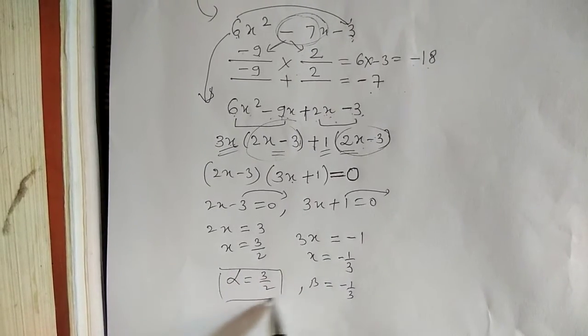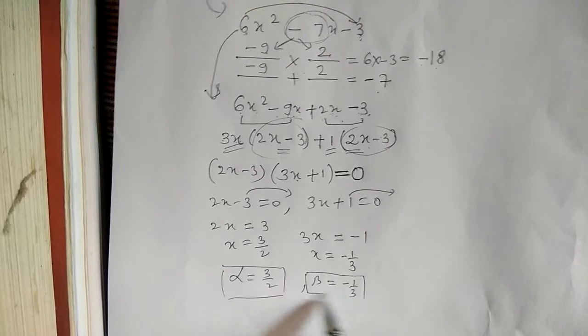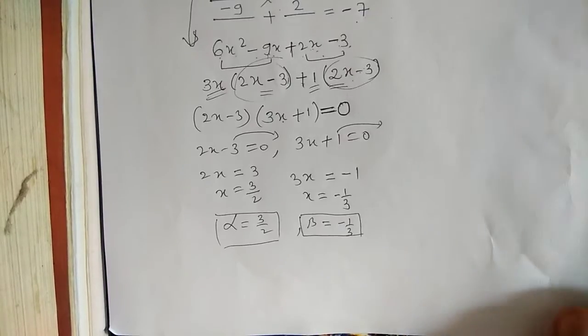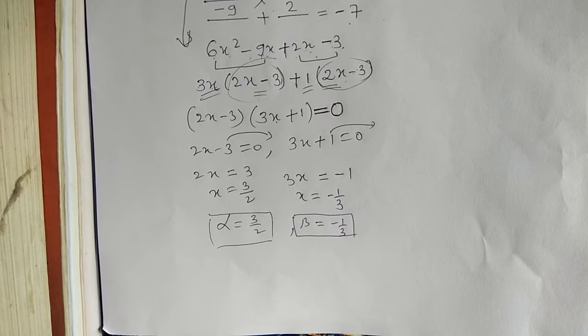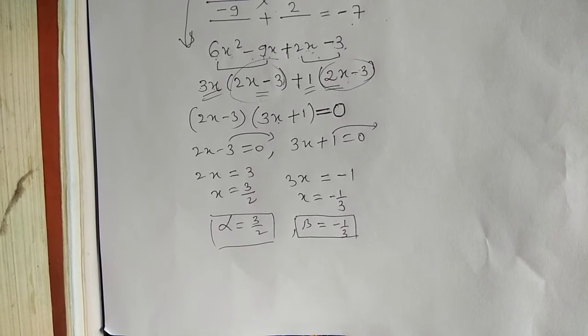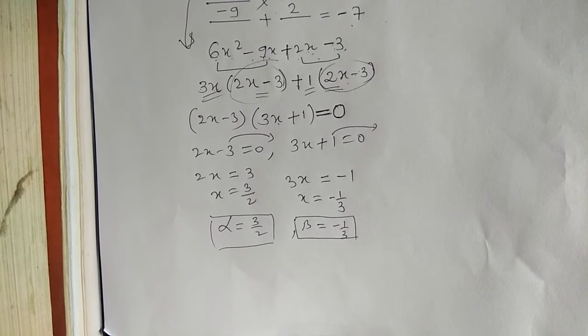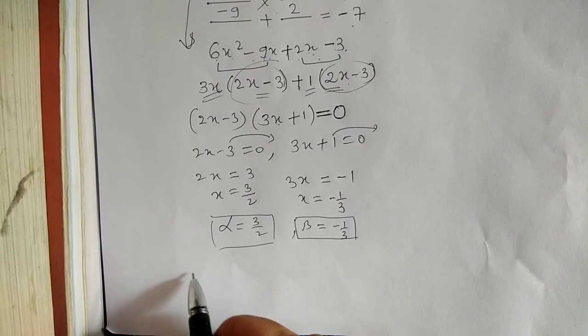So what we have to do actually, we have to find the relation between the coefficients and roots of the quadratic polynomial. So how to find the relation? Let us find alpha plus beta.